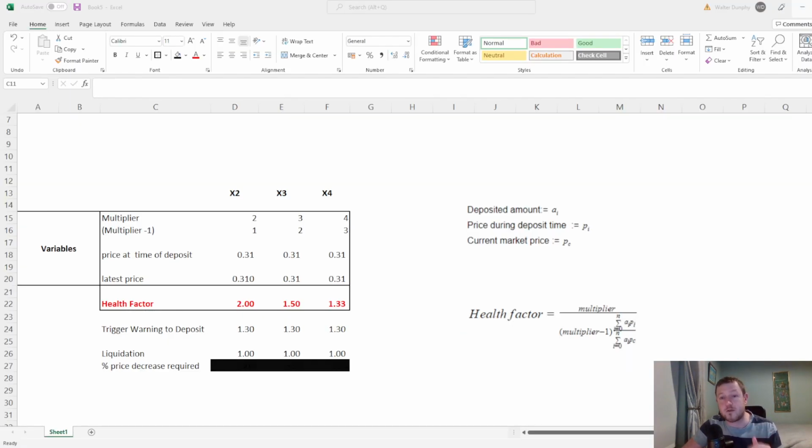I have also done the maths on this health factor. It is very important to understand when you are trying to decide on what level of multiplier to go with when you are depositing in the Treasury. When you understand how this health factor works, you will be in a much better position to decide at what level to go with. I also have worked out the percentage price decrease that would cause a liquidation for each different multiplier, so try and stick around for that at the end.